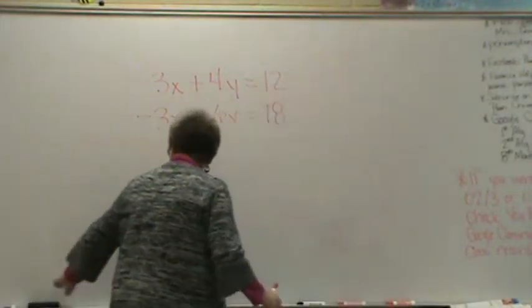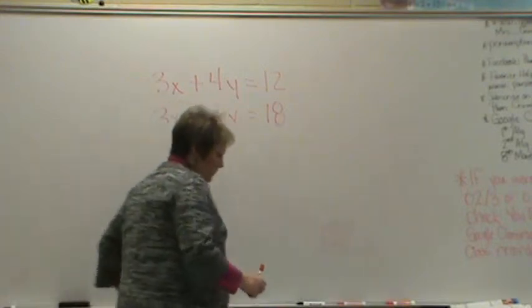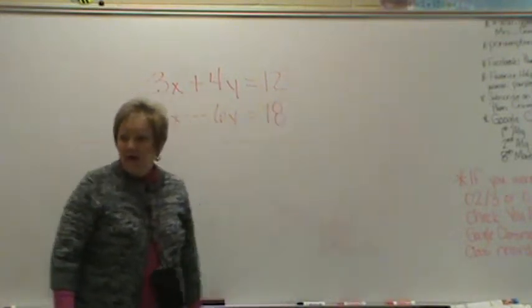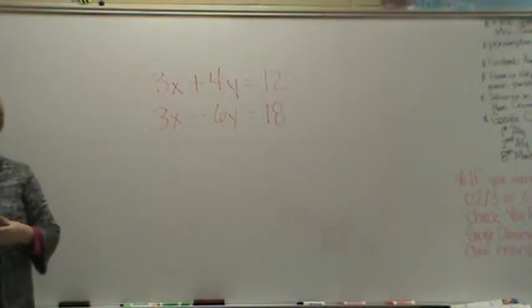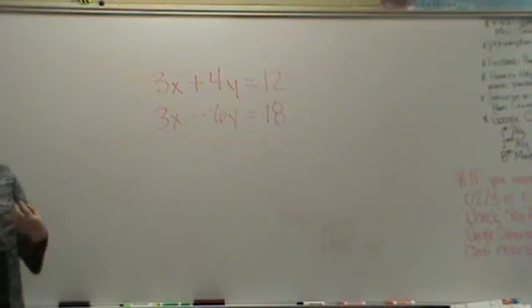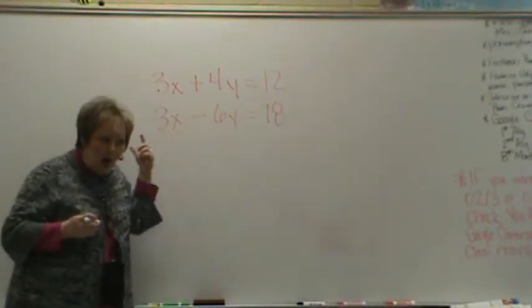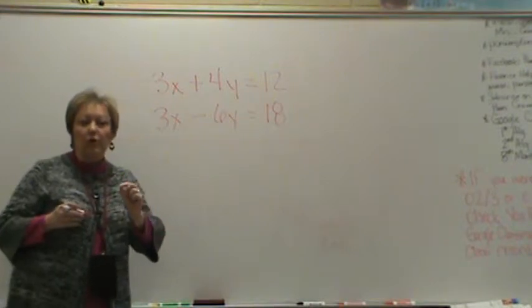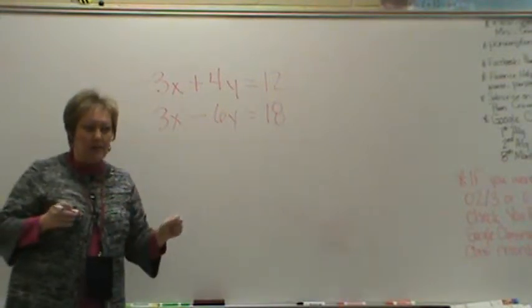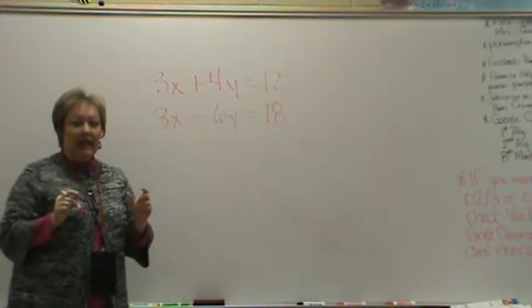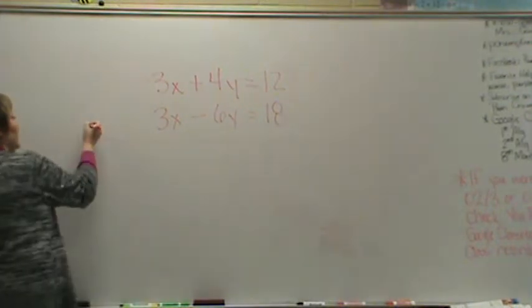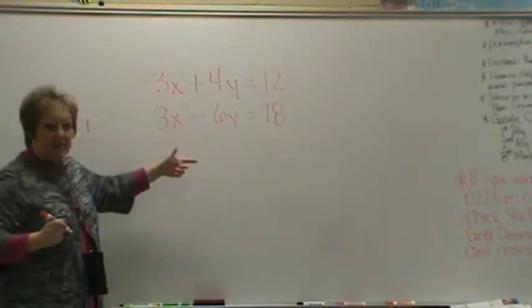Wait a minute. I'm sorry, I copied the problem wrong. Let's try again. Now, do I have exact opposites? Yes, what are my exact opposites? -3x and 3x. Correct. So what I want to do with the elimination method is I want to create myself a pair of exact opposites. Now notice I said I want to create a pair of exact opposites. Sometimes you may not have them, and we may have to do a little bit of finagling to get us what we need.